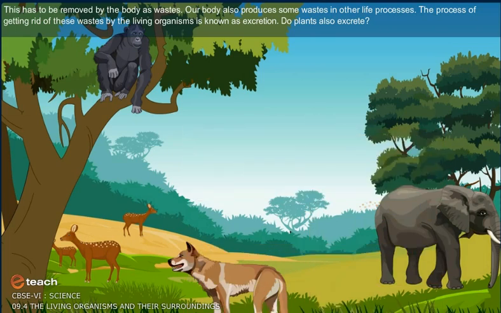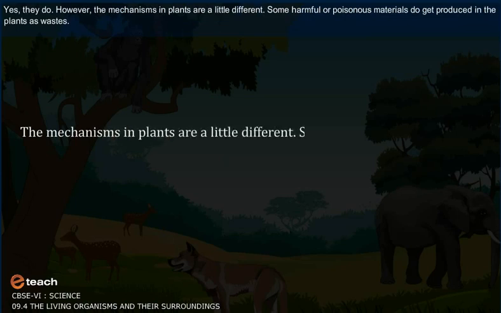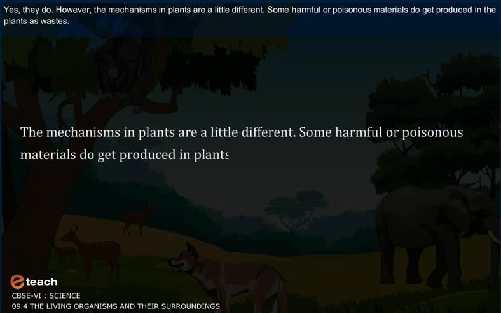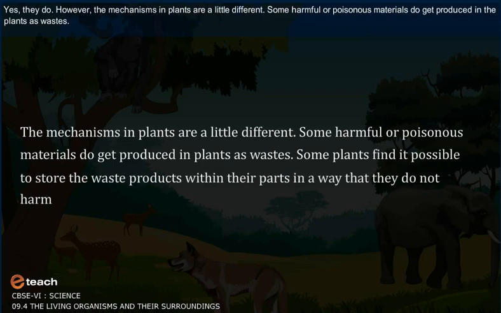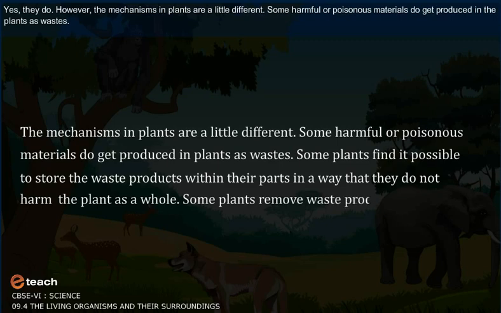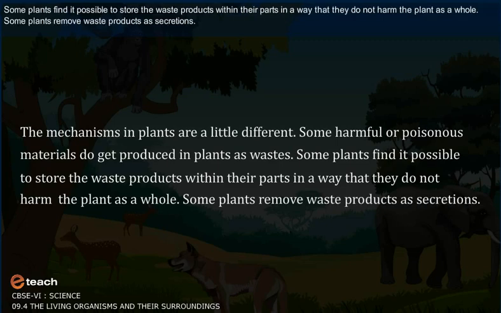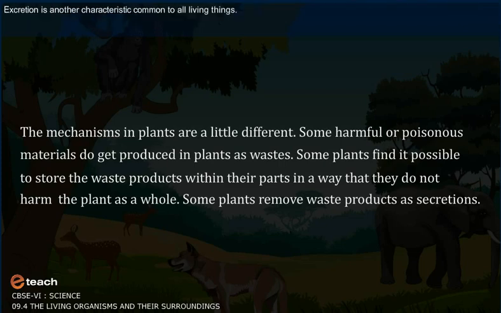Do plants also excrete? Yes, they do. However, the mechanisms in plants are a little different. Some harmful or poisonous materials do get produced in the plants as waste. Some plants find it possible to store the waste products within their parts in a way that they do not harm the plant as a whole. Some plants remove waste products as secretions. Excretion is another characteristic common to all living things.